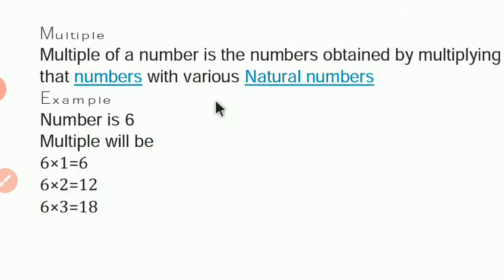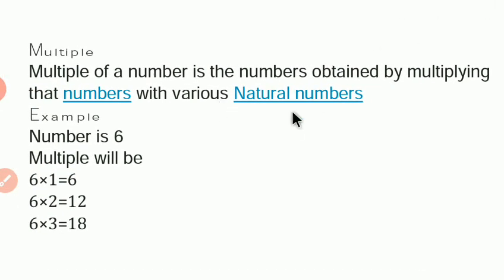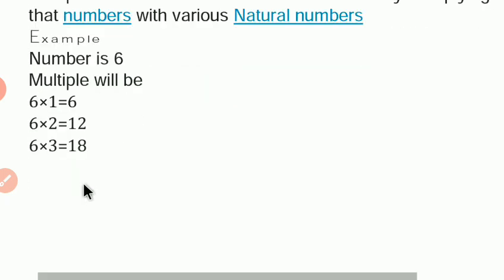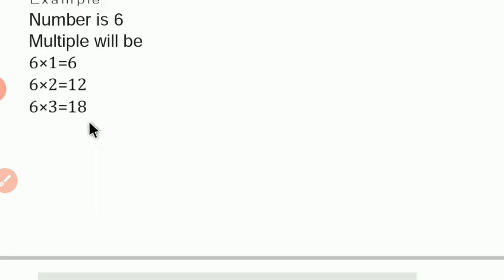Now let us see multiples. A multiple of a number is the number obtained by multiplying that number with various natural numbers. Or we can say multiple means we have to write its table. For example, the number is 6. What are the different multiples of 6? First write 6 ones are 6, 6 twos are 12, 6 threes are 18, and it goes on like 6 fours are 24. We write till they ask.